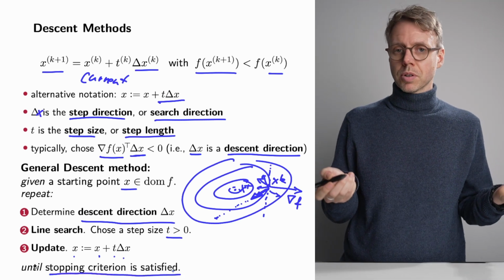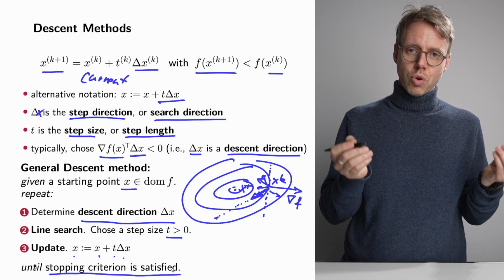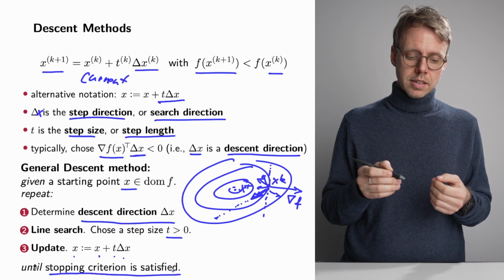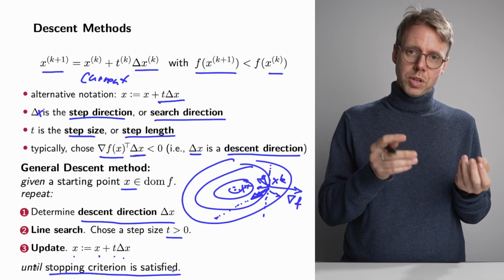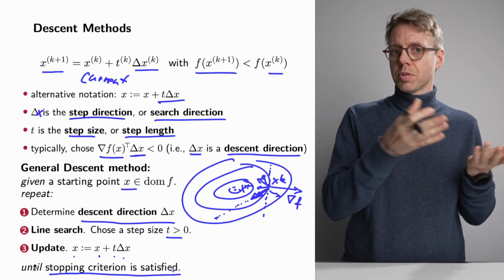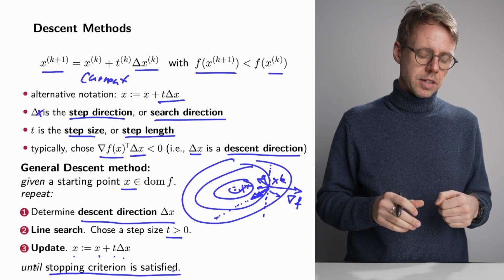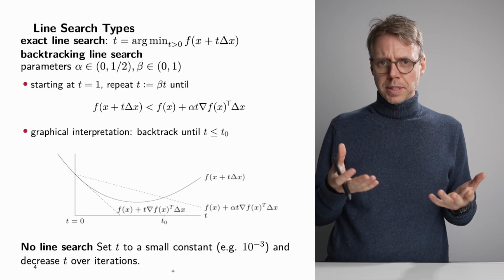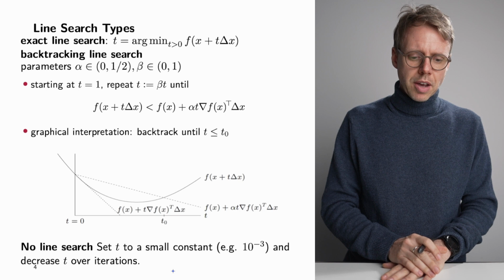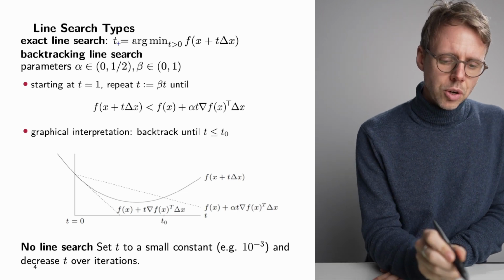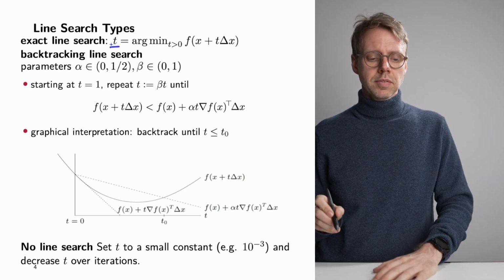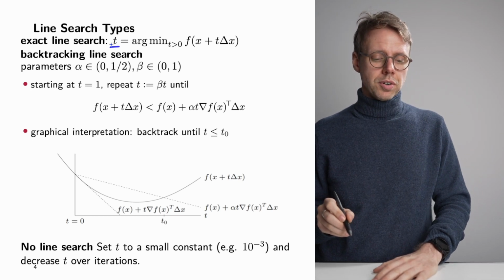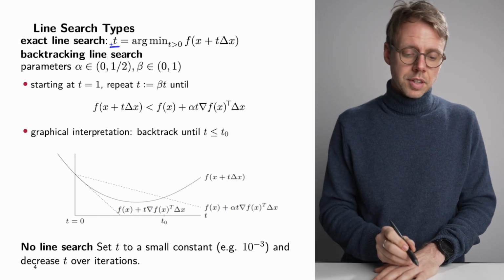For example, we could look at the norm of the gradient at our new point x. So once the gradient is close to 0, it should have a small norm and we can stop. As we said, during line search, we have to find a good t, a good step size for our iteration.